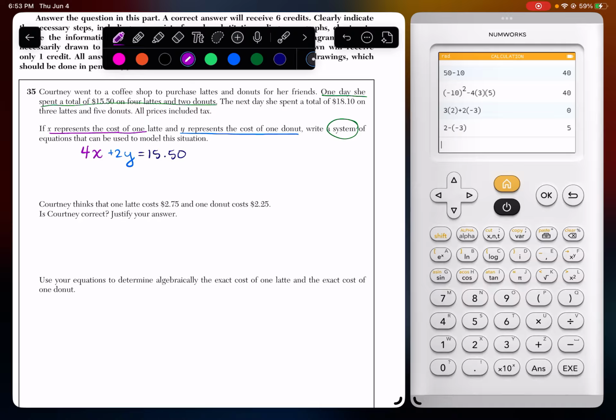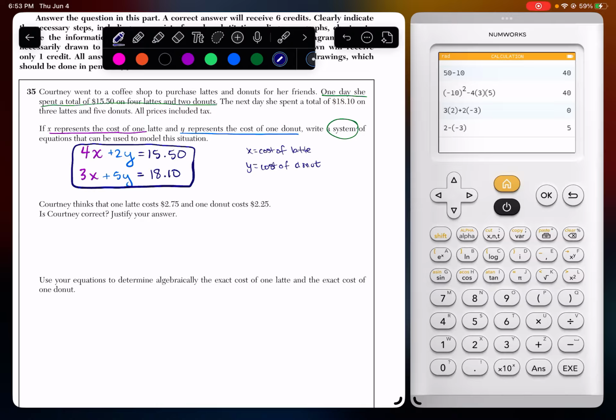And then on the second day, she got 3 lattes, so 3x, and 5 donuts, for a total of $18.10. I have written my system. X equals cost of latte. Y equals cost of donut. So at this point, this is worth 2 out of the 6 points.